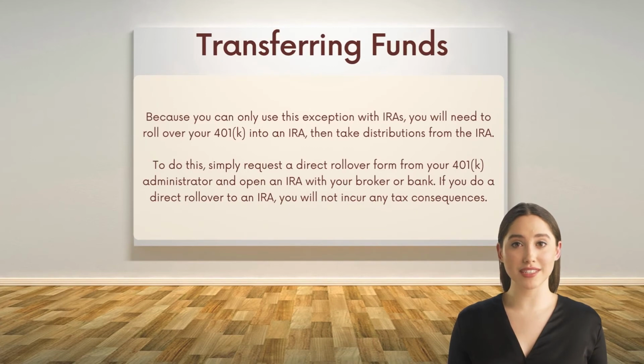Because you can only use this exception with IRAs, you will need to roll over your 401k into an IRA, then take distributions from the IRA. To do this, simply request a direct rollover form from your 401k administrator and open an IRA with your broker or bank. If you do a direct rollover to an IRA, you will not incur any tax consequences.